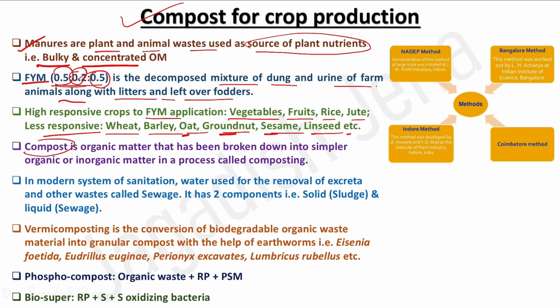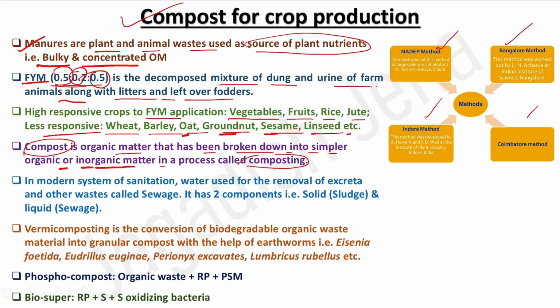Compost, on the other hand, is also a manure. Compost is organic matter that has been broken down into a simpler organic form, as I was discussing, and the process of compost making is called composting. There are different types of compost making that we follow in India, like the Nadeb compost, Bangalore method, Indore method, then Coimbatore method. These are different types of compost.